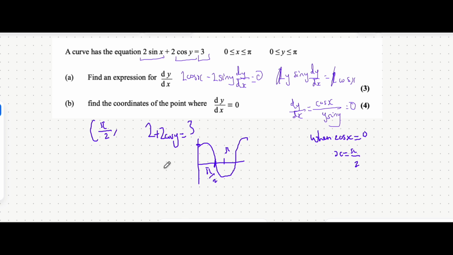From there, you subtract 2 from both sides, so you get 2 cos y is equal to 3 minus 2, which is 1. You then divide both sides by 2, so cos of y is equal to half. And then you do the inverse cos of both sides, remembering to put your calculator in radians mode. So let's do that. Inverse cos of a half would be equal to 1.05. And so your y-coordinate is 1.05. That's it. That's your final answer to the question.